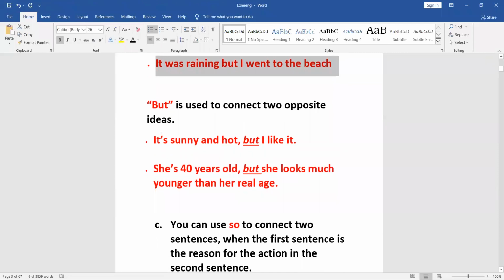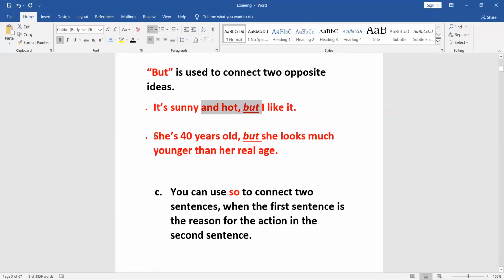Okay, next one. But is also used to connect two opposite ideas. As I told you, it could be contrasting ideas. Another word for contrast is opposite. Two different types of ideas. It is sunny and hot, but I like it. So if you see here, they have used two conjunctions. It's hot and sunny, but I still like it. I like the weather when it's hot and sunny.